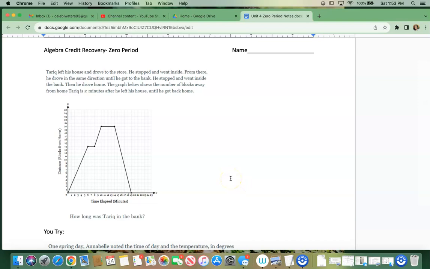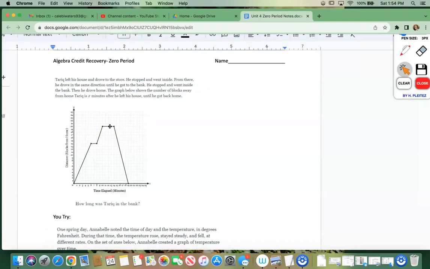So, for this one, it wants to know how long was Tariq in the bank. So, for the bank, was that his first stop or his second stop? It says he left his house and drove to the store. Okay, so he must be driving. Then he gets to the store. Then he stays in the store. Then he's driving. And then he must be in the bank. So that must be that top part because that was his second stop. So let's try to figure out how long he was in there. If it'll let me zoom a little bit more, that would be great. Here we go.